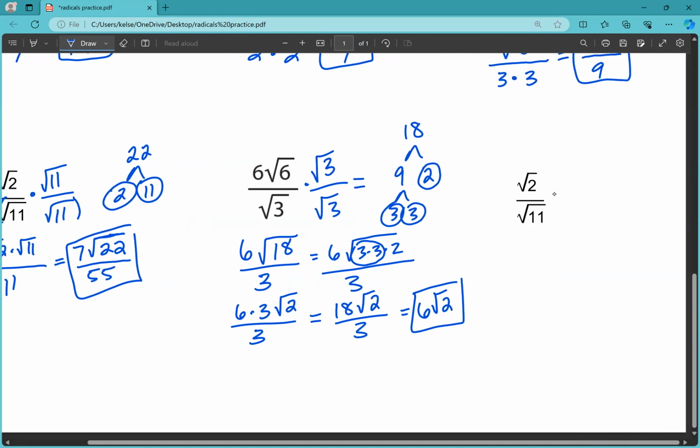All right, and then our very last problem here. Again, I just want to get rid of the square root of 11 in the bottom. So I multiply here. So we have square root of 22 over 11. Okay. And we already saw earlier 22 doesn't break down any further. So there's our final answer.